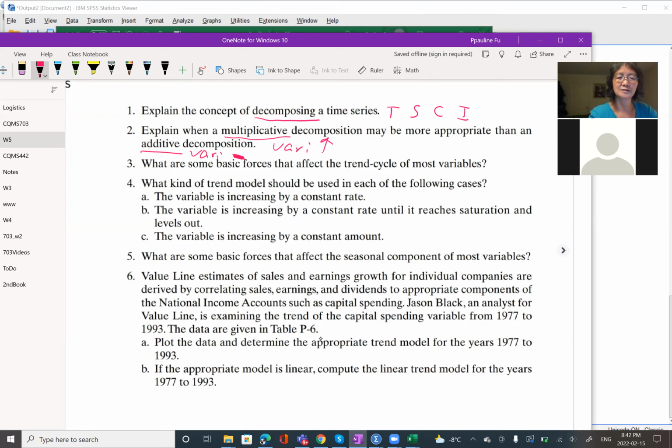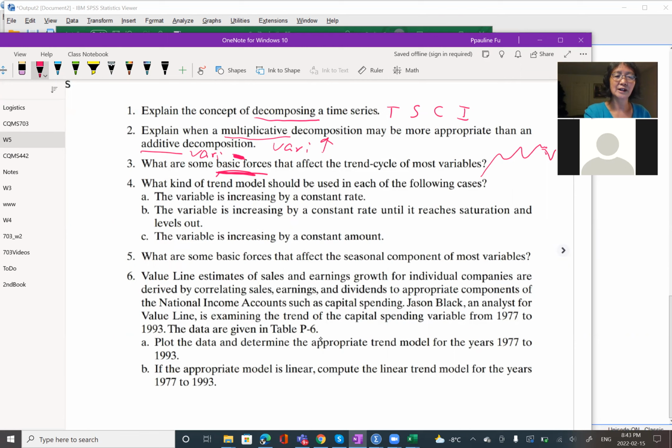Question 3, what are some basic forces that affect the trend cycle of most variables? Why is data trending up and has a cycle? Why is that? The basic forces means economic forces. Okay. For example, the population growth, the advancement of technology, inflation, okay, productivity increase, all cause the trend cycle.